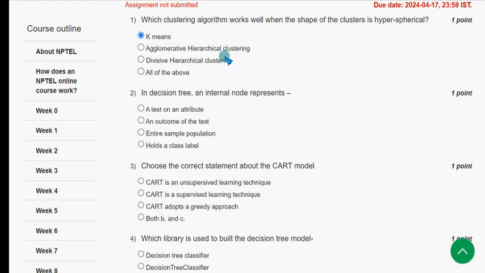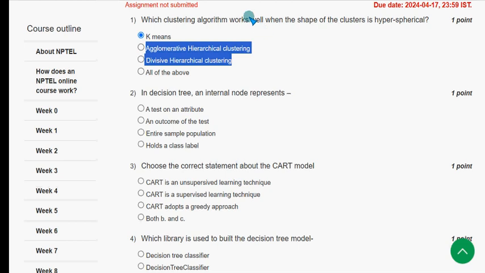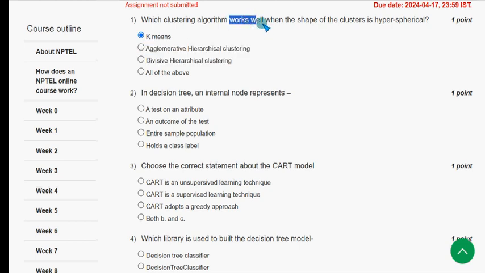So actually all three will work, but if you go with the words "works well", then I think k-means should be the probable solution. If it were just "works", then you could go for all of the above, but they're asking which works well, so I'm going with the first option, k-means.